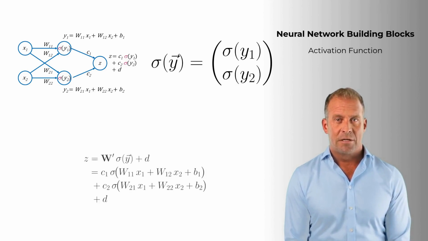Now listen to the magic. Weight C1 scales sigma of the first hidden node, weight C2 scales sigma of the second, and we add d. Because sigma is non-linear, we can no longer squash everything into one straight line, exactly what we want.